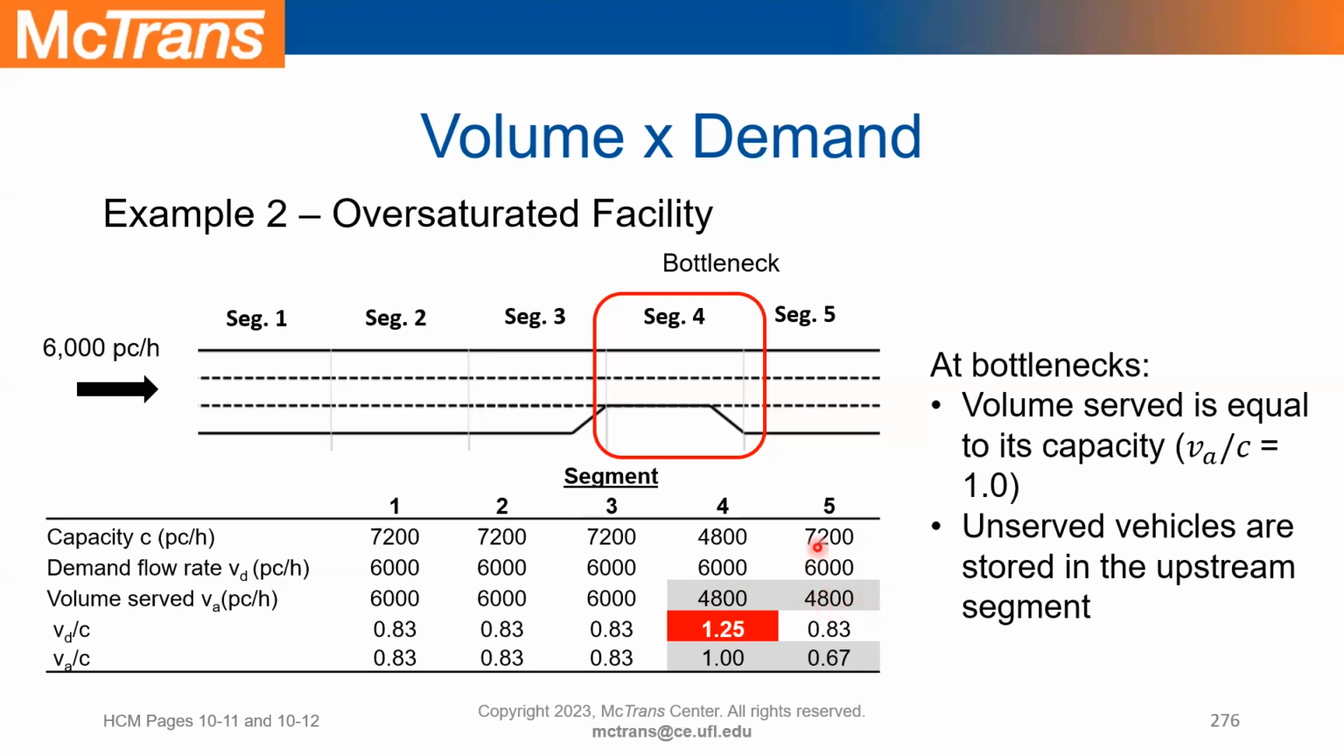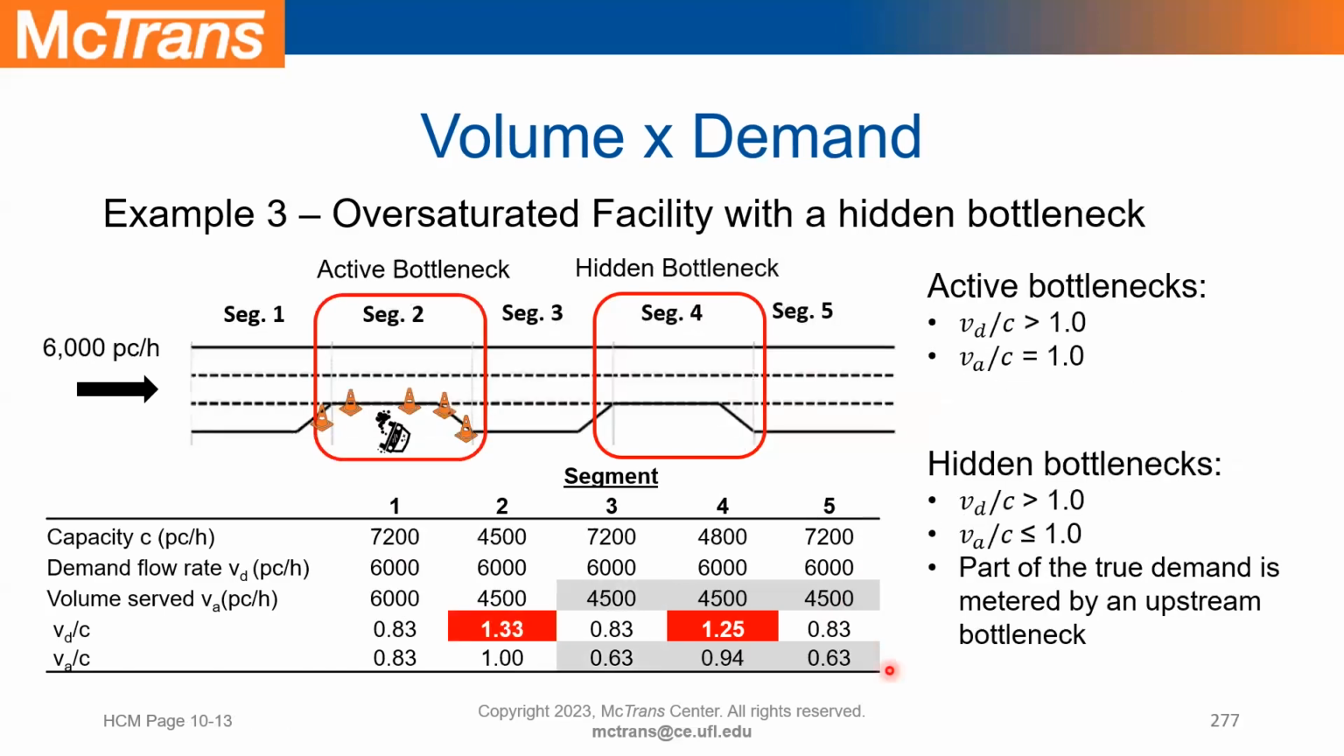So despite the fact that we have a lot of capacity, that demand is not going to get to segment number 5, so that number is going to stay at 4,800. So as you can see here, we are seeing a few points where D over C, or demand to capacity ratio, and volume served to capacity ratio are not the same. That means that we have oversaturation. If those two numbers are the same, that means that it's undersaturated. If in one place within your facility they're different, that means that the facility is operating under oversaturated condition.